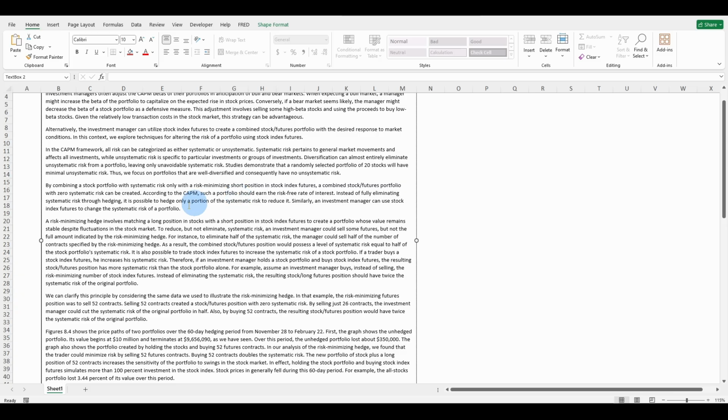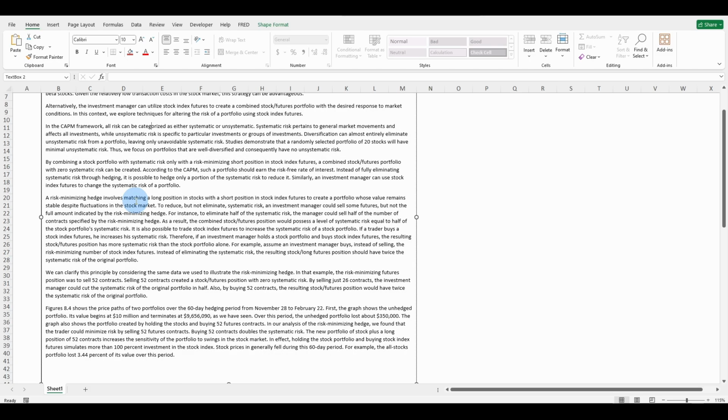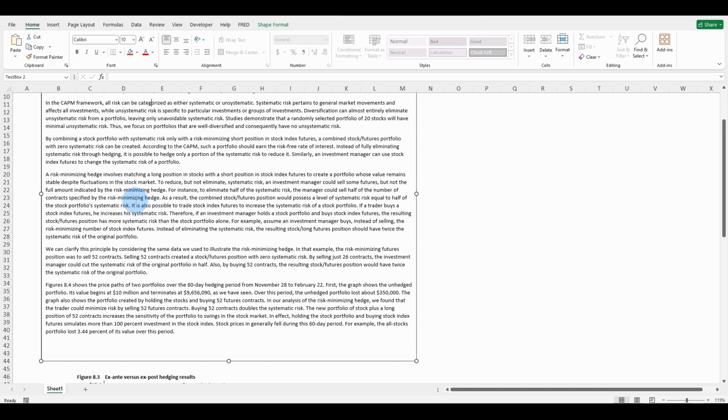Instead of fully eliminating systematic risk through hedging, it is possible to hedge only a portion of the systematic risk to reduce it. Similarly, an investment manager can use stock index futures to change the systematic risk of a portfolio. A risk minimizing hedge involves matching a long position in stocks with a short position in stock index futures to create a portfolio whose value remains stable despite fluctuations in the market. To reduce but not eliminate systematic risk, an investment manager could sell some futures, but not the full amount indicated by the risk minimizing hedge.